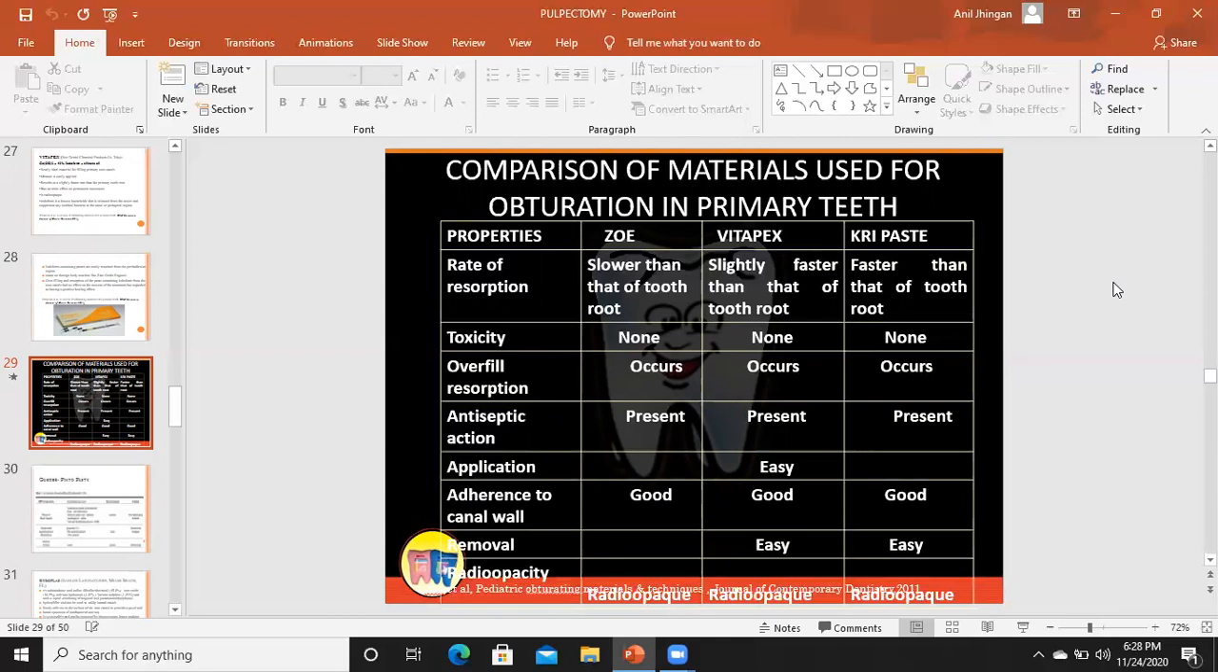Antiseptic action is present in all. Application is easiest for Vitapex, and all of them adhere well to the root canals. Removal is also easy. All three of them are radiopaque so that they can be observed easily on the X-ray.